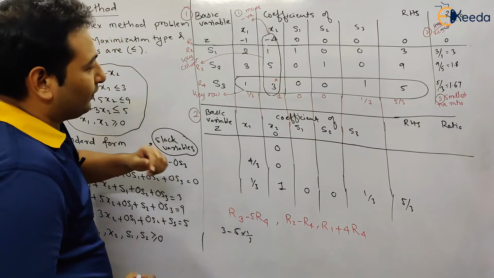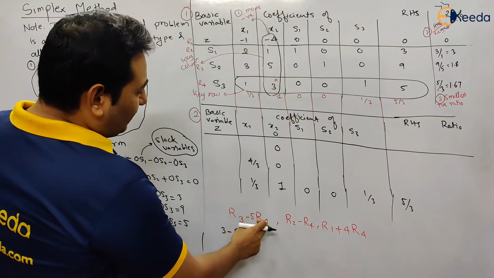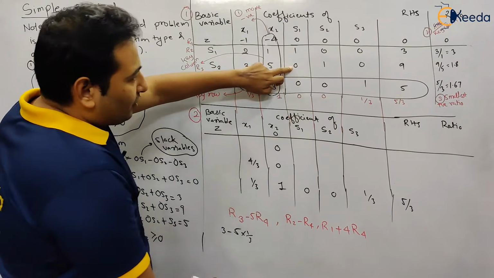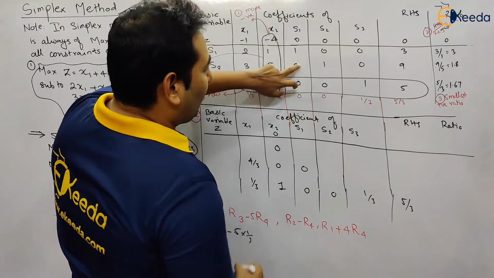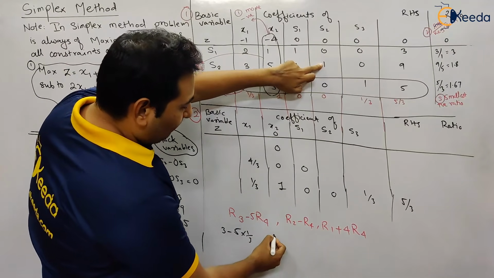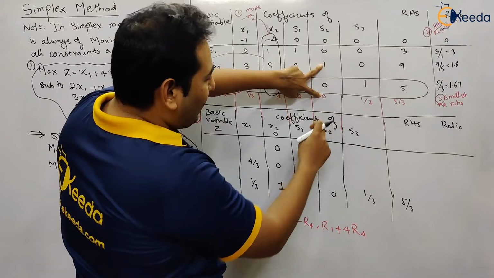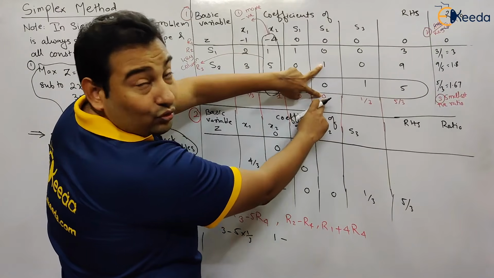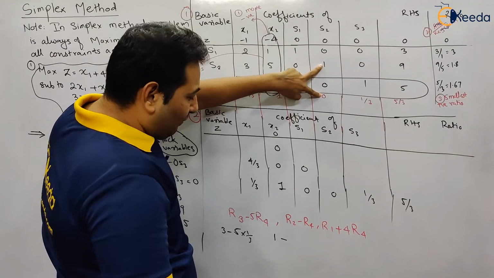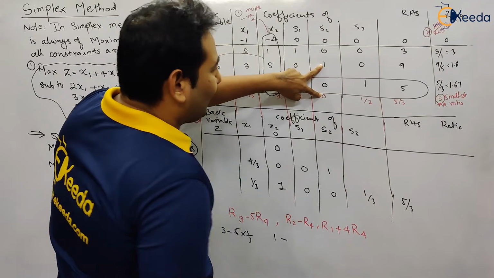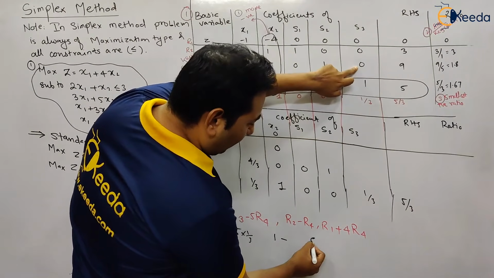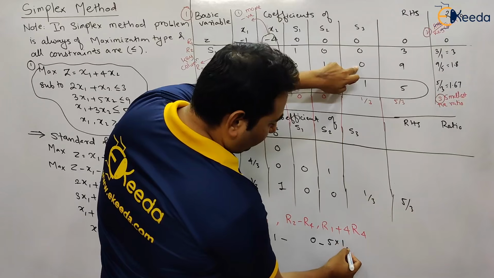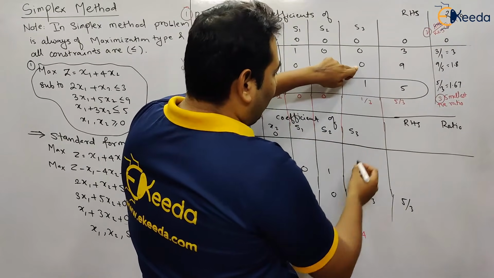Next, R3 minus 5 R4. So this is 0 that we have already written. So this is 0 and 0. So it will be 0. See here, R3 minus 5 into R4. So 5 into R4, R4 is 0. So 5 into 0, 0. So this 1 will remain as it is. That is 1. Next, 0 minus 5 R4. R4 is 1 by 3. So it will be minus 5 by 3.